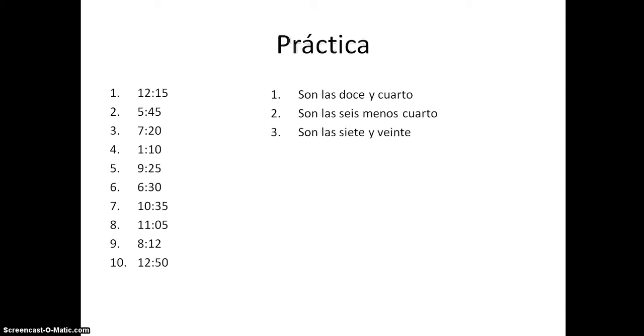Son las 7:20. Be careful of the E and I in 20, often seen the other way around, but this is the way it should be. Remember, 10 o'clock for 1 o'clock we use es la 1:10. Son las 9:25. Again, common mistake is the joining of these two words. So 25.